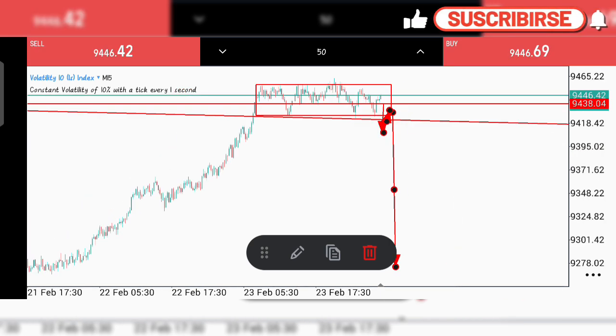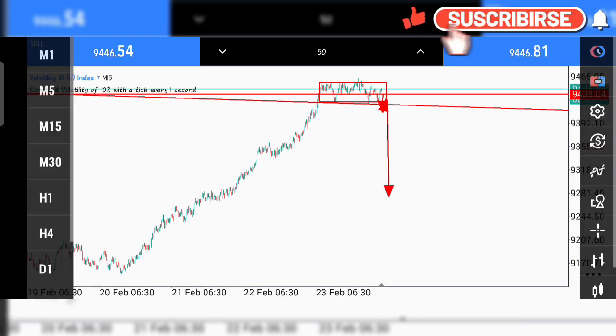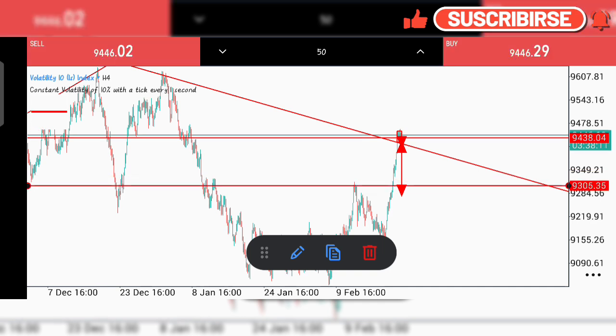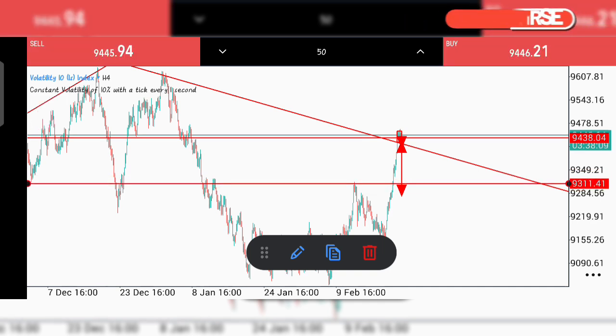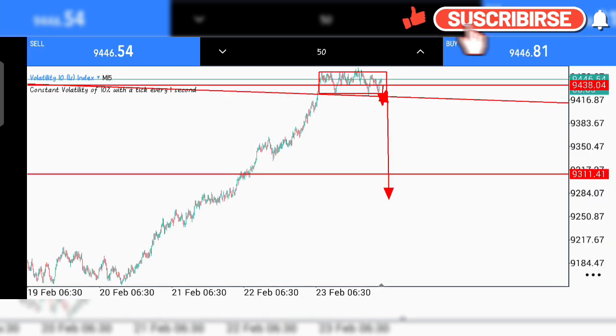Okay, so I'm going to go over to the higher time frame. So if you place a sell here, this zone of 9,311 should be your TP, right? So let's go back to the M15.